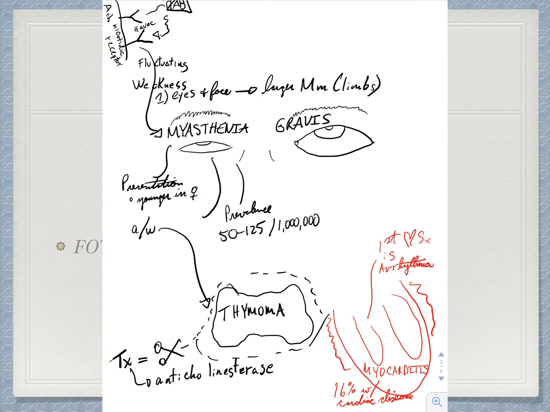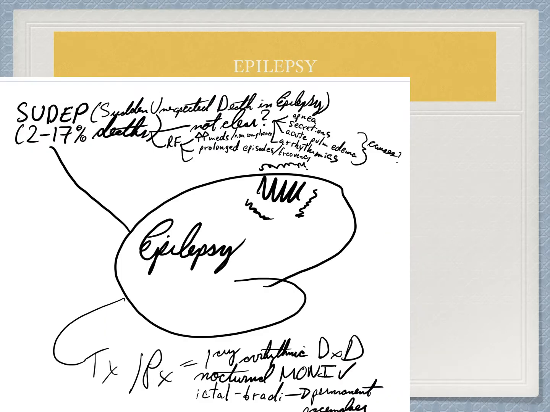How does this affect the heart? It has shown to make a pattern similar to myocarditis in the biopsies or the autopsies of these patients. 16% have associated cardiac disease. One of the first manifestations in the cardiac system is arrhythmias. SUDEP means sudden unexpected death in epilepsy. Around 2 to 17% of these patients die due to SUDEP.